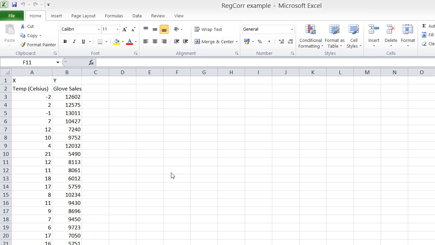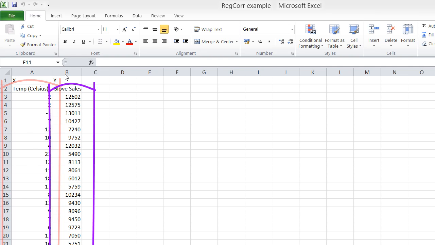This video is going to demonstrate how we do regression and correlation using Excel. I've got a very basic example for us to have a look at where I've clearly defined two sets of data. One set is going to be the temperature outside in degrees Celsius, and the next set is going to be, say, something silly like the number of gloves that are sold on a monthly basis.